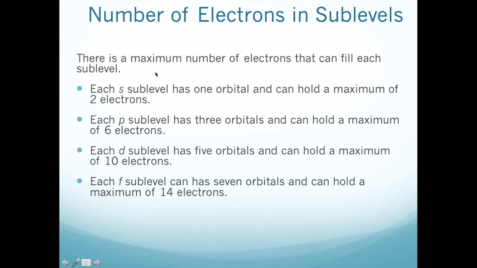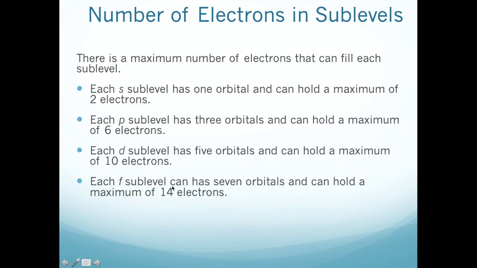So every s orbital can hold a maximum of 2 electrons. Every p subset of orbitals, which remember has 3 orbitals in it, can hold a maximum of 6 electrons. Your d sublevel can hold 10, because remember there are 5 orbitals, 5 different directions, and if each of them holds 2, that's 10. And the f sublevel can hold 14.